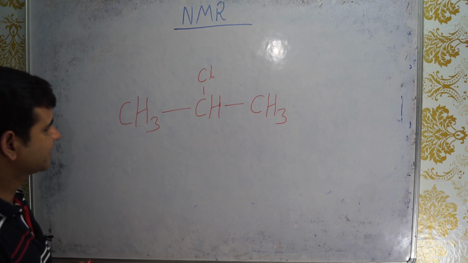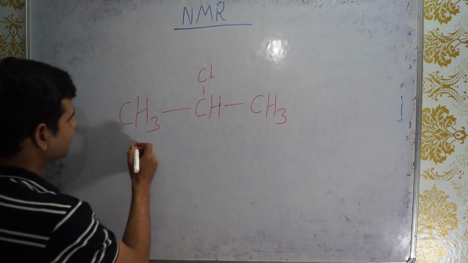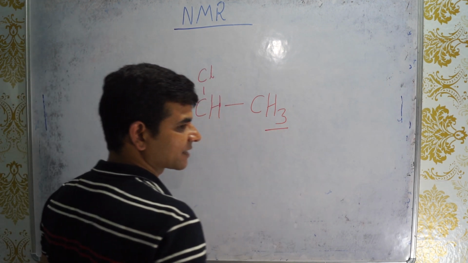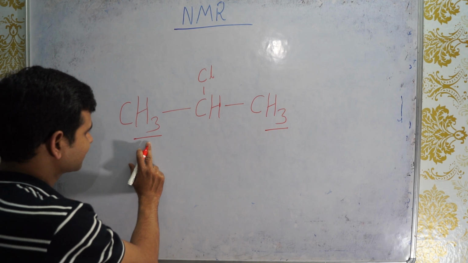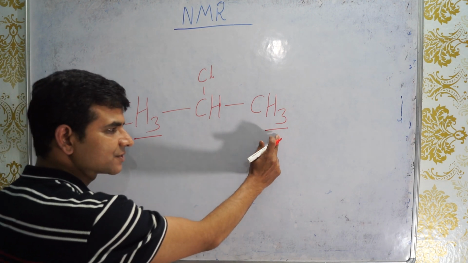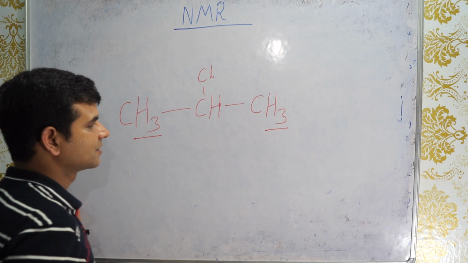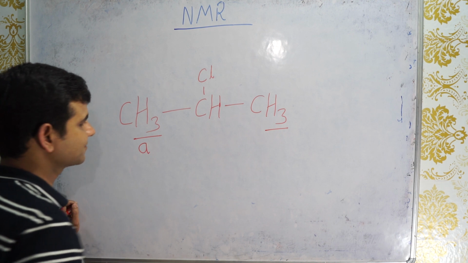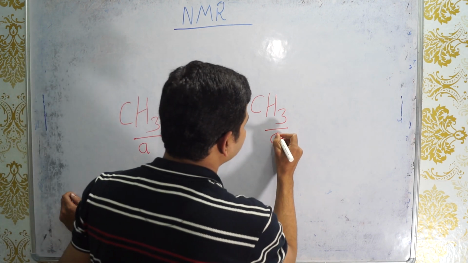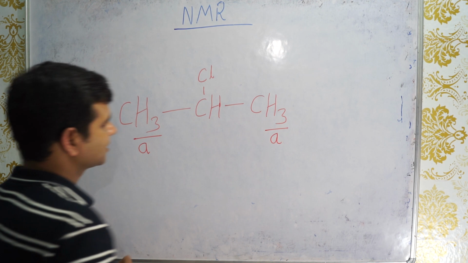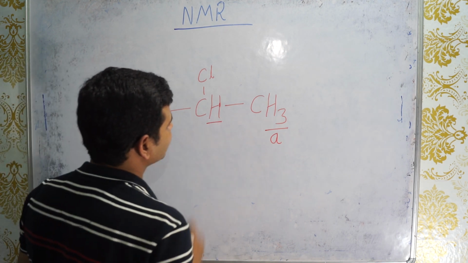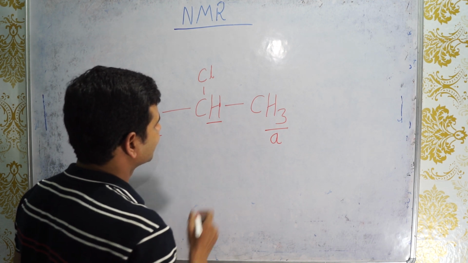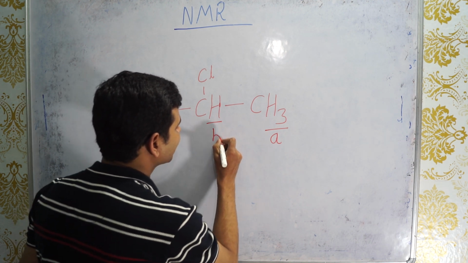We see that these hydrogen atoms and these hydrogen atoms are of the same type. Therefore, let's call them type A hydrogen atoms. But this hydrogen atom is of a different type, so let's call it type B hydrogen atom.